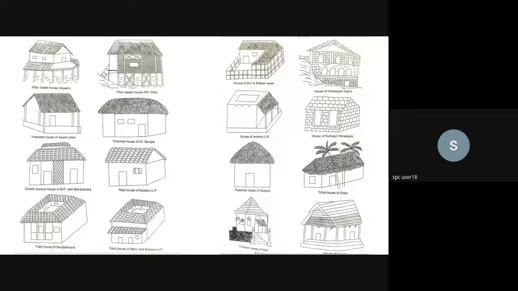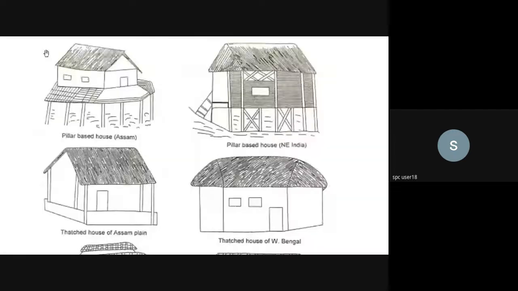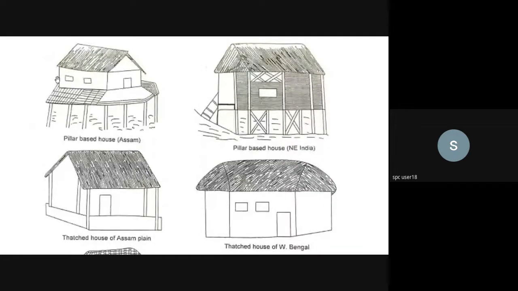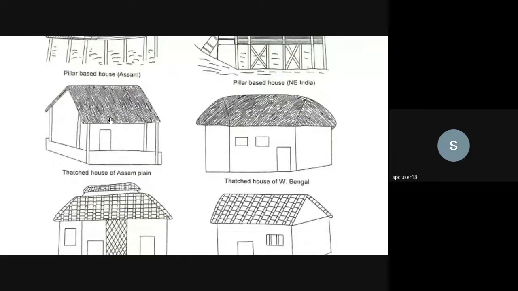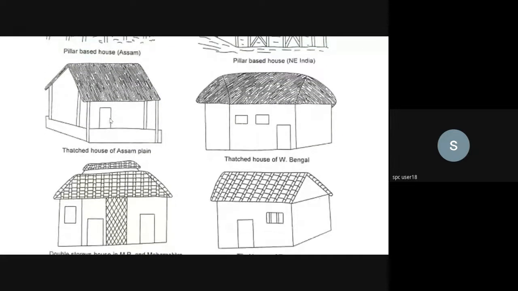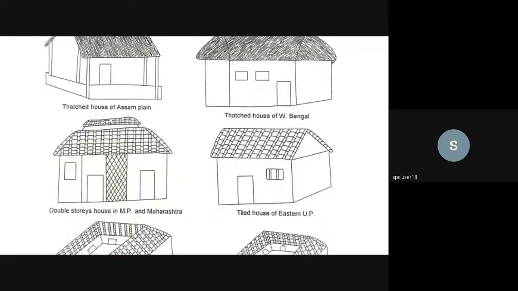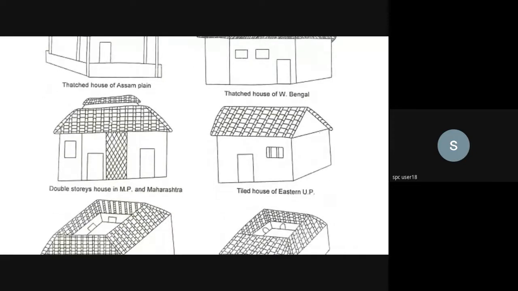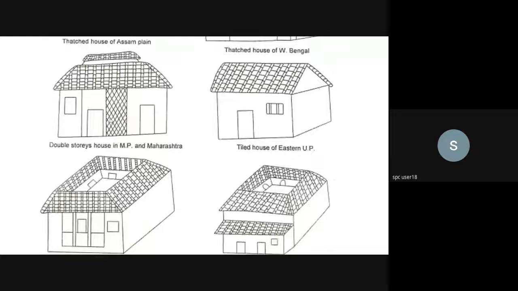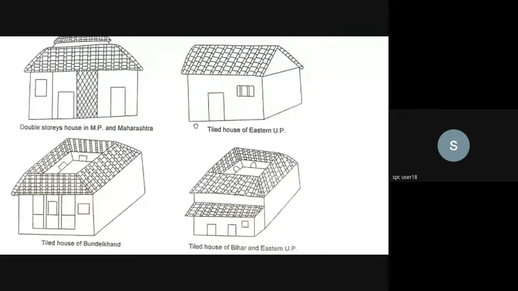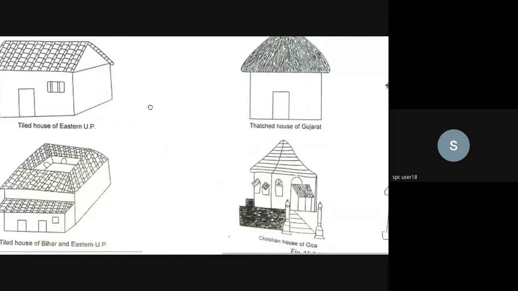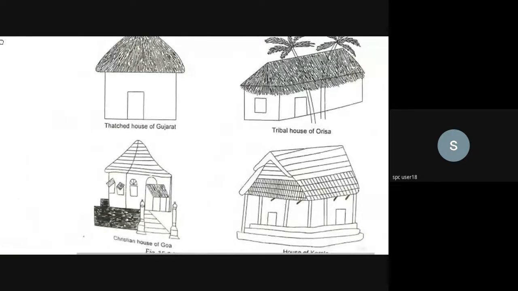I'll also at the same time take you through these. I'll just enlarge each of them, and you'll see a clear picture. You can read through what is written at the bottom of each picture, and you could be in a position to identify.